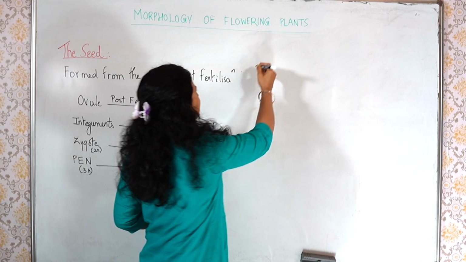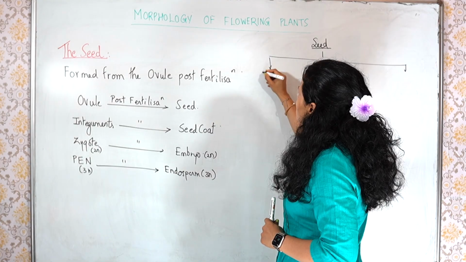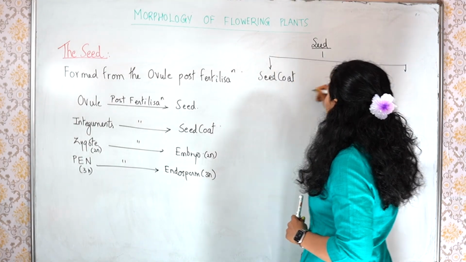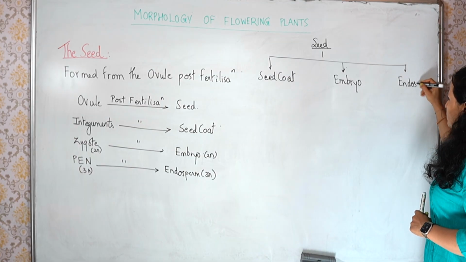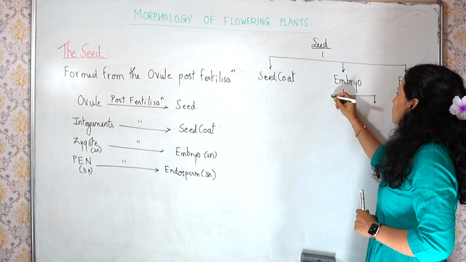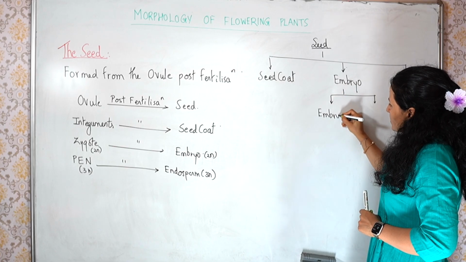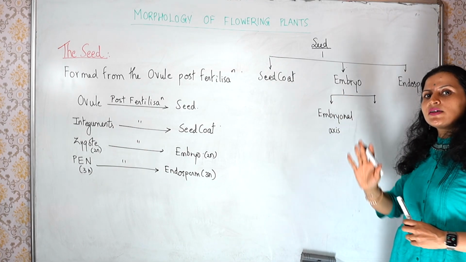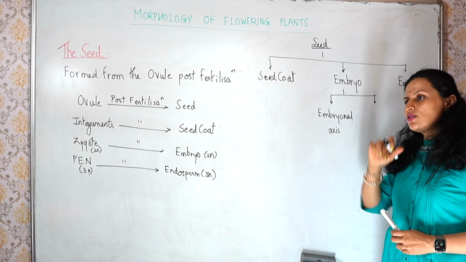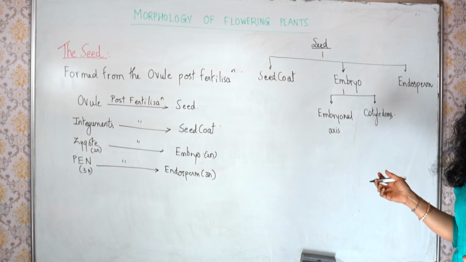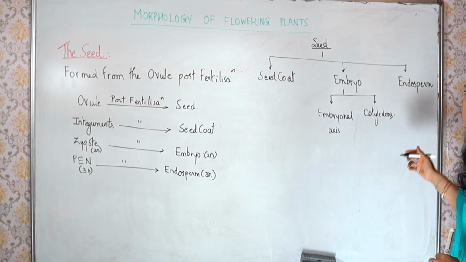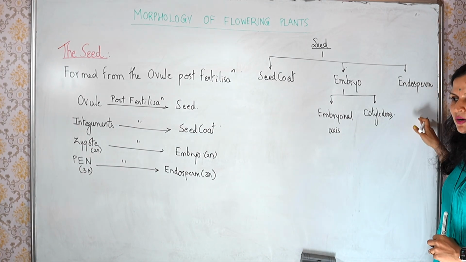So a typical seed will have 3 parts in it. First part will be the seed coat, second part will be the embryo, and the third part is going to be the endosperm. The embryo is divided into 2 parts. Embryonal axis. The embryonal axis comprises of the longitudinal plant and the cotyledons. You know that monocots have only 1 cotyledon and dicots have 2 cotyledons. And then there will be the endosperm.